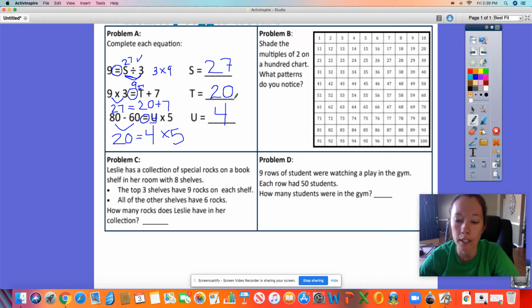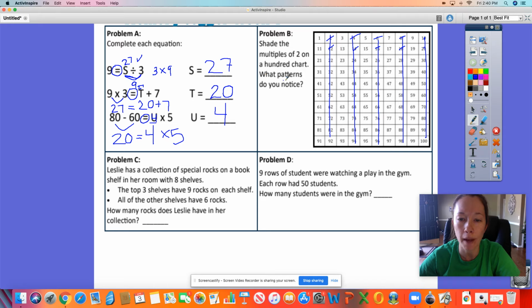On problem B, you are to shade the multiples of 2. I'm just going to draw lines of the multiples of 2 because it's just easier than shading. It's not easy to shade with a mouse. But what you should notice is the whole column here, the whole column here, the whole column here, the whole column here, and the whole column here.